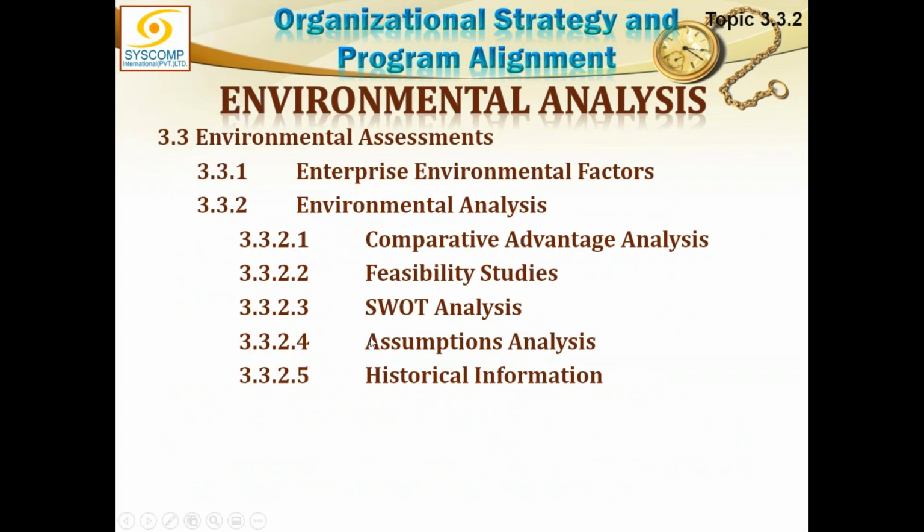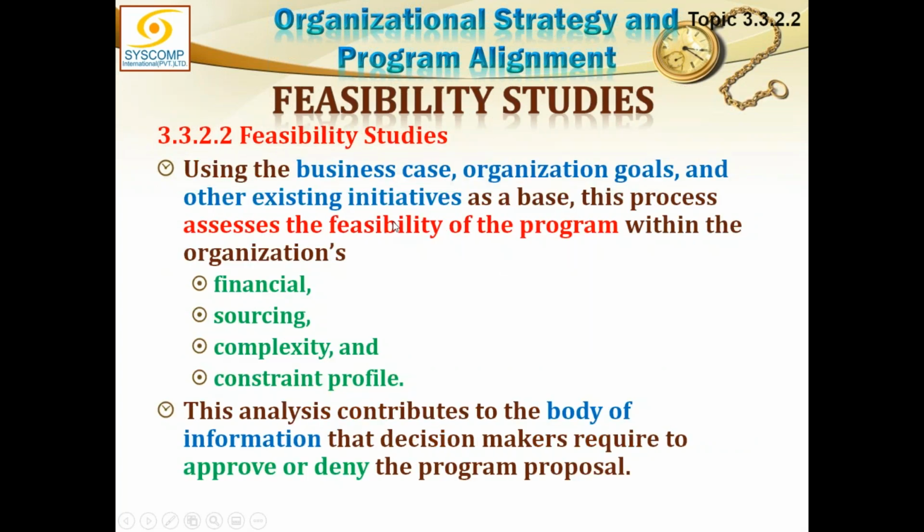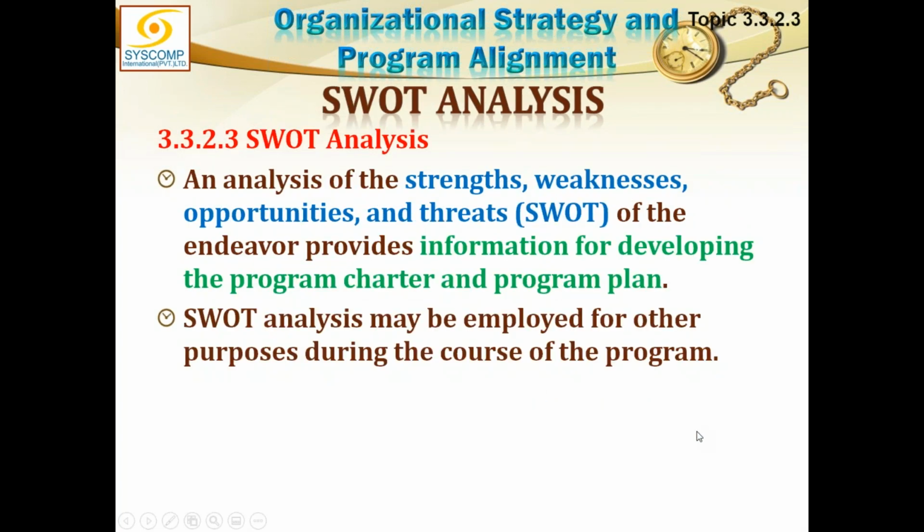There is a list provided. We'll talk about what all you can do. Comparative analysis, or advantage analysis, is one way of doing it. You compare two options and see which is a better option, just like in the business case. Then we have feasibilities. Again, as in the business case, we assess the feasibility of the program, taking into account many things: financial, sourcing, complexity, constraint profiles, and other things. SWOT analysis, we are all aware of.